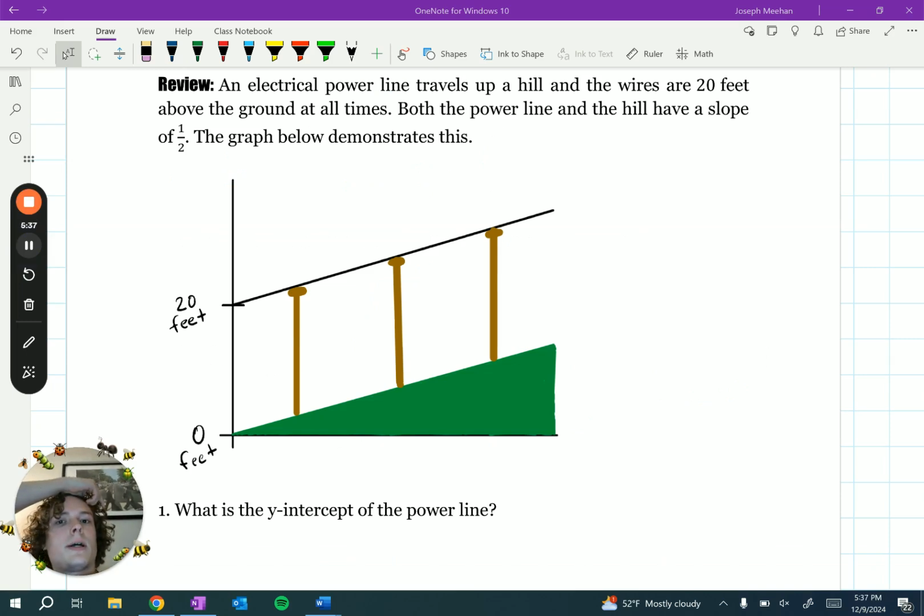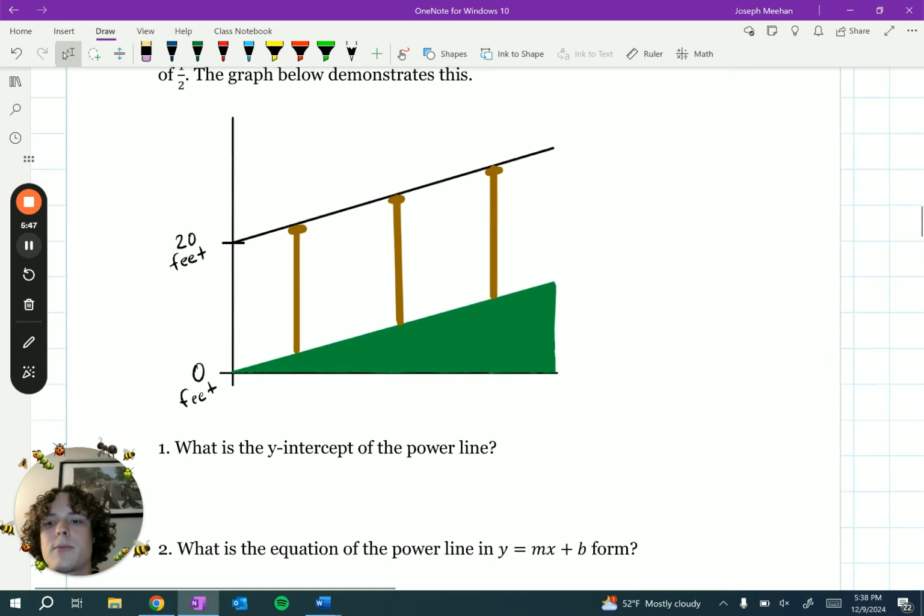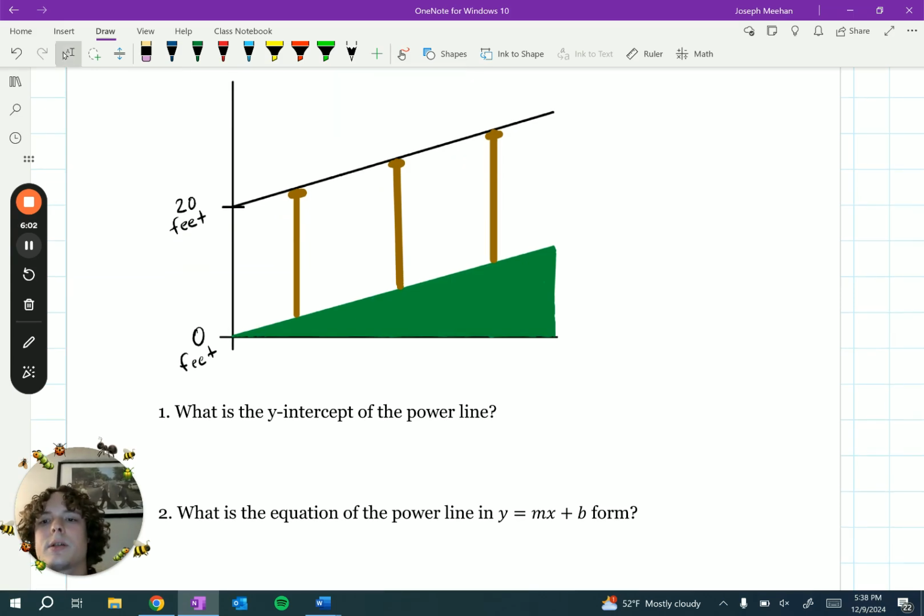It says an electrical power line travels up a hill and the wires are 20 feet above the ground at all times. Both the power line and the hill have a slope of 1/2. The graph below demonstrates this, and I drew this beautiful graph. It says, what is the y-intercept of the power line? The power line is this black line up here, and the y-intercept is where the line crosses the y-axis, right? So where does it intercept the y-axis here? It looks like at about 20 feet. So let's say the y-intercept is 20.